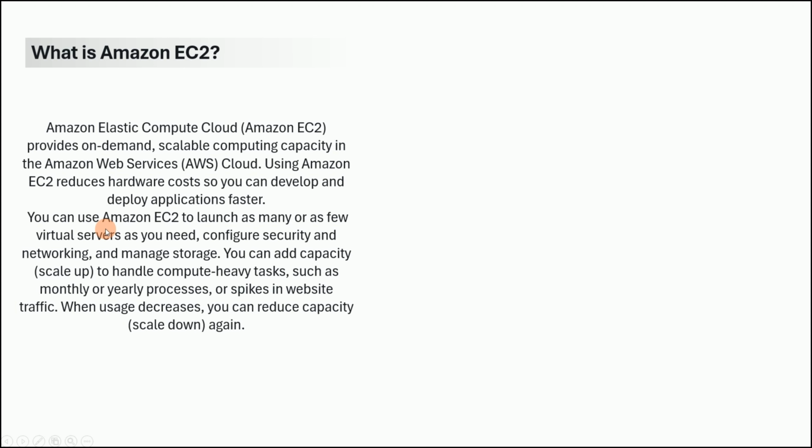You can use Amazon EC2 to launch as many or as few virtual servers as you need, configure security group and networking, and manage storage. You can add capacity, basically that is called scale up, to handle compute heavy tasks such as monthly or yearly process or spikes in the website traffic. When usage decreases, you can reduce the capacity, that is scale down again. So this is how Amazon EC2 helps you in running your business or application.